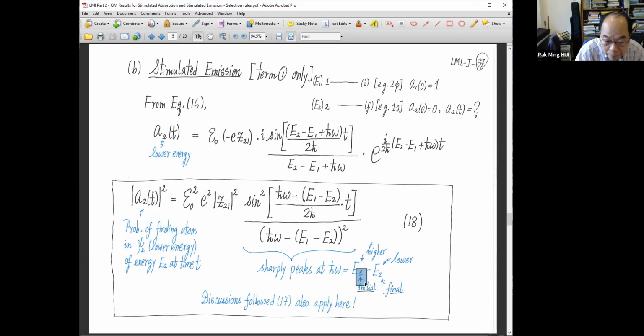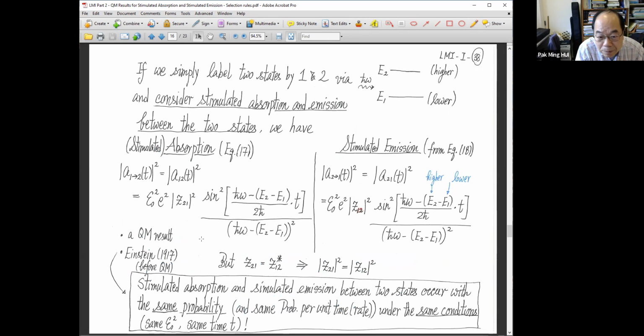But it is stimulated. It is stimulated because you have the field square here. This is the field intensity. The stronger the field, the higher this probability. So it is stimulated emission. This is Schrödinger. Einstein proposed this term earlier than quantum mechanics, in 1916. We will discuss that a bit later.